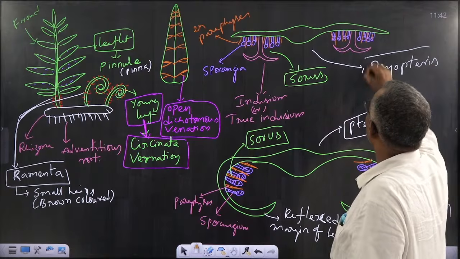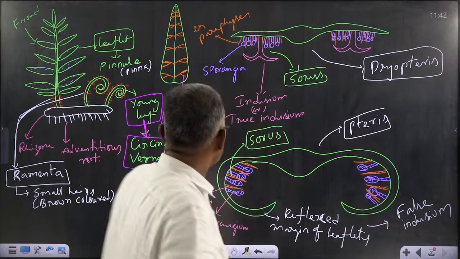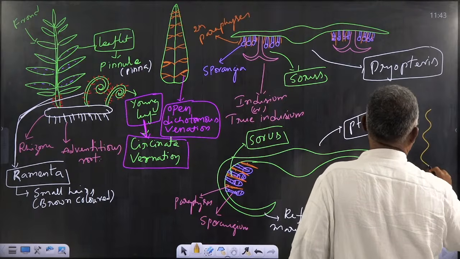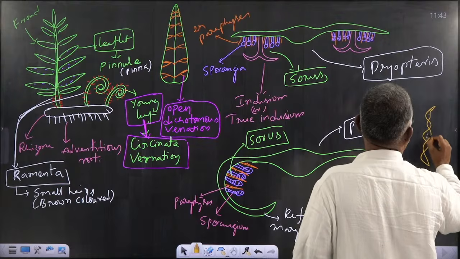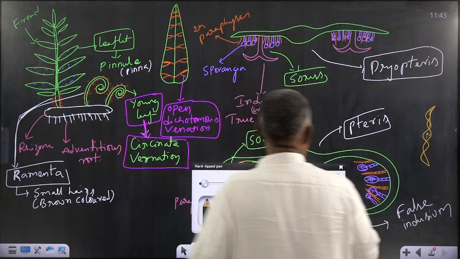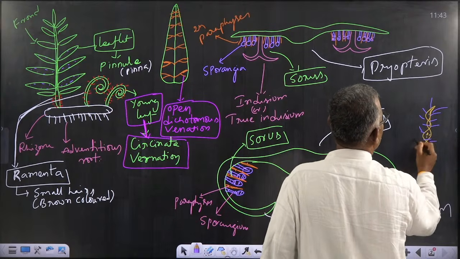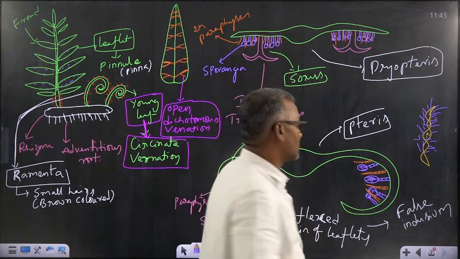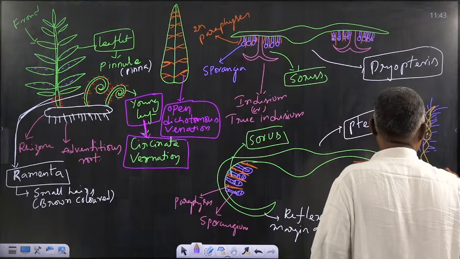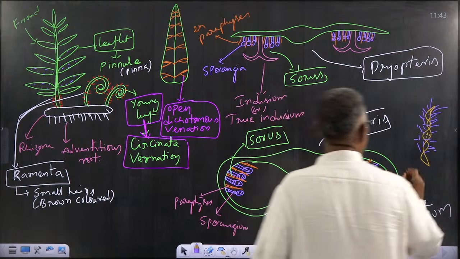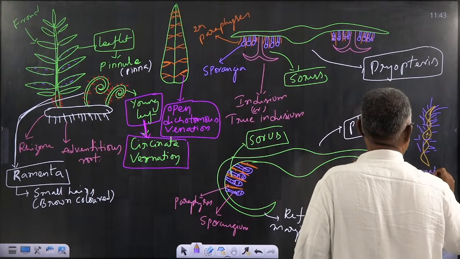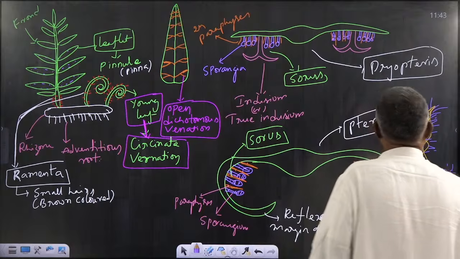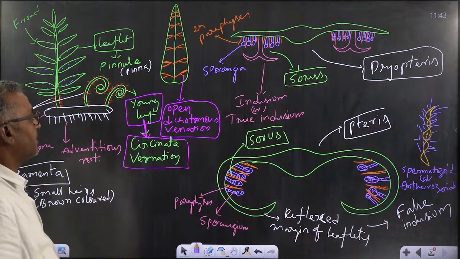And one more important thing which is not mentioned in our NCERT book is, in the case of pteridophytes, they have multiciliated, spirally coiled antherozoids. These are also called spermatozoids. This is another important thing. So you can also call it antherozoid. Got it? This is very important.